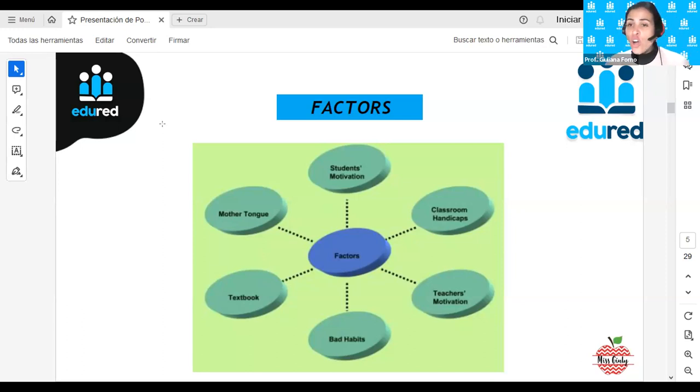So they don't learn that this is a cow, for example. They learn that vaca, moo, vaca. So they relate the word vaca with the picture of the cow. So this is a vaca, right?